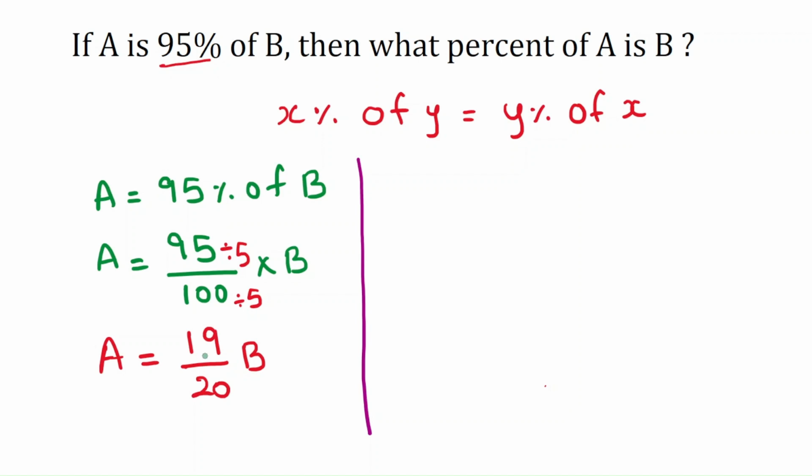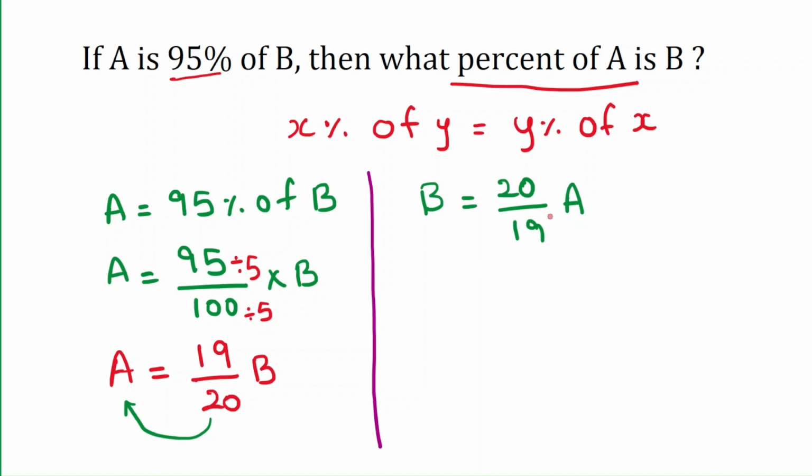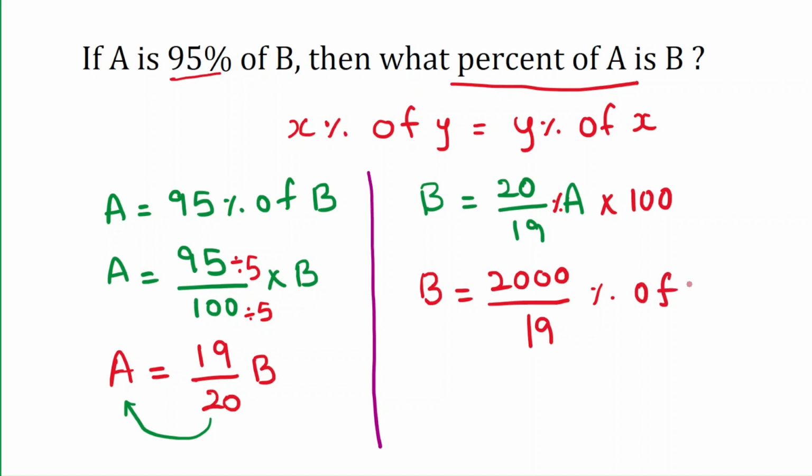If you move 19 by 20 to the other side, then you will get the B value. Then that will be B equals 20 by 19 times A. We have to find the percentage of A. So if you want to put the percentage, then keep the symbol and multiply with 100. Then that will be B equals 2000 by 19 percentage of A.